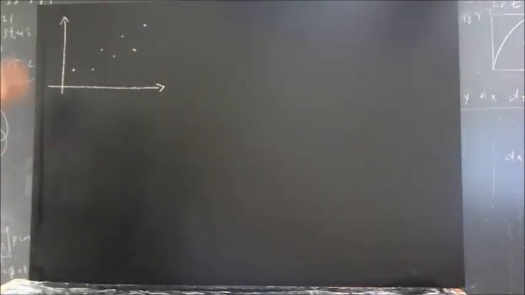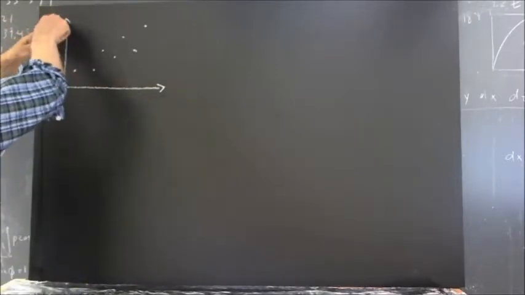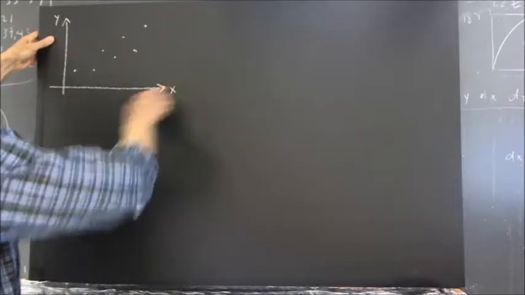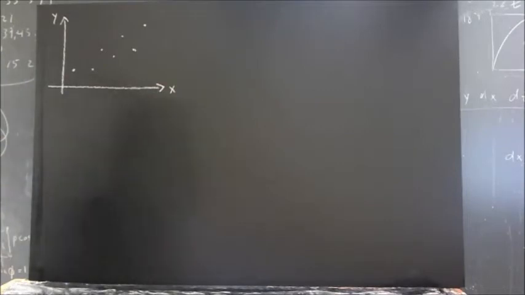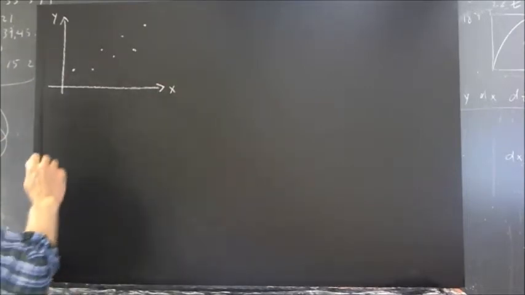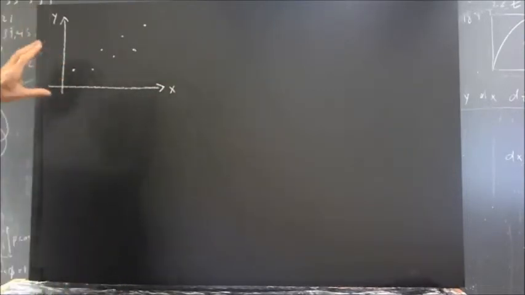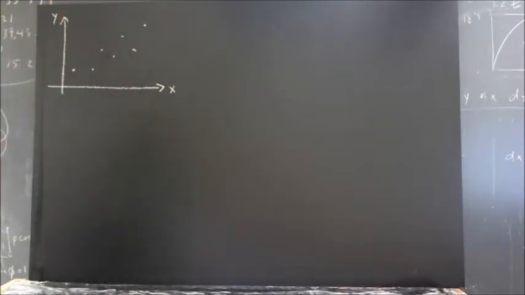Here we have a graph, y versus x. I haven't bothered to label the axes, but maybe I should. And on this graph, what we want to do is, it looks like these points tend to lie along a straight line. And what we want to do is find the best straight line that fits these points.